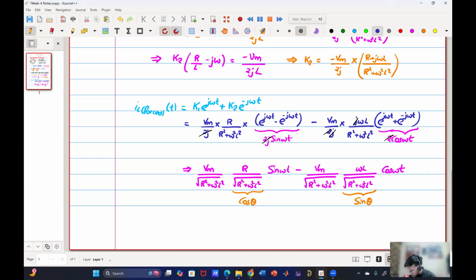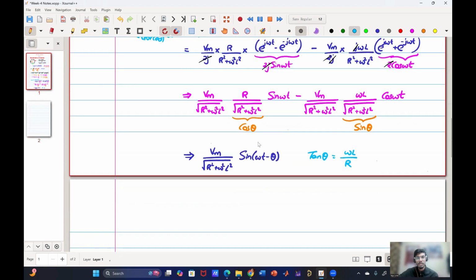So now if I take this Vm by square root of R square plus omega square L square common, then I'll get sin omega t minus theta, because sin omega t minus theta is sin omega t cos theta minus cos omega t sin theta, where tan theta is equal to omega L by R. Okay, getting it? I have just skipped a few terms so that we can directly get to the answer.